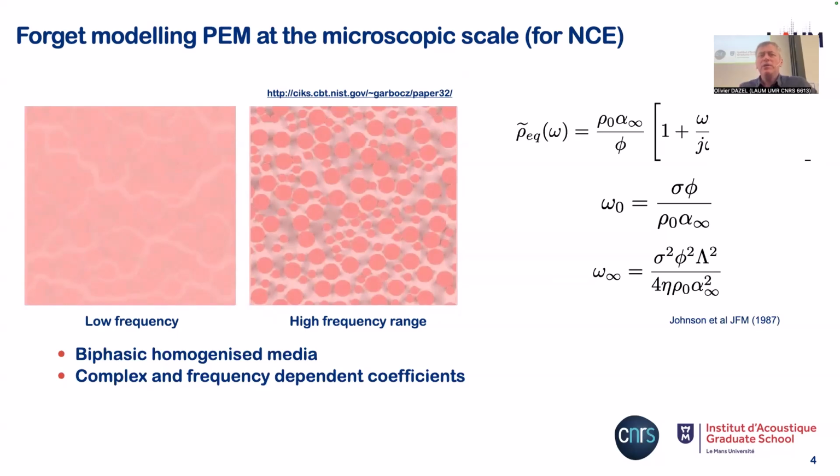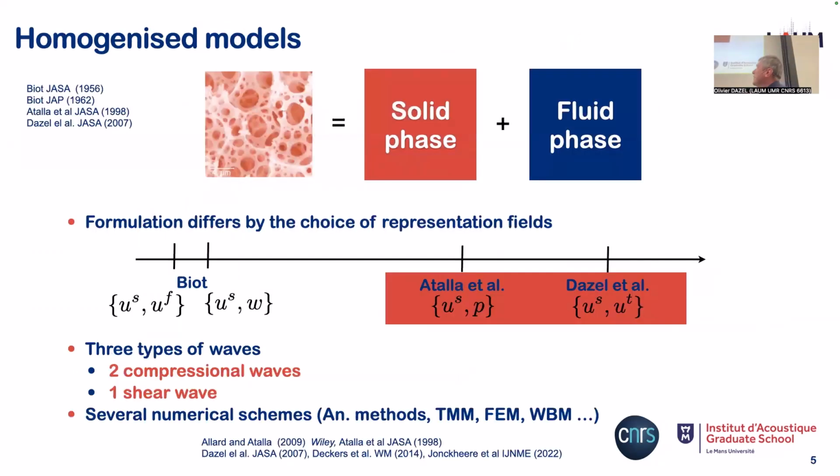Okay, so now if we look at the modeling, when we homogenize the porous material at the mesoscopic scale, this material, which is diphasic, is modeled as the superposition of a solid phase and a fluid phase. This is like when we homogenize the acoustic air, which is just particles. Here, for porous material, we have two continuum media that are coupled one to the other. And then, based on this homogenization, there are several formulations, okay?